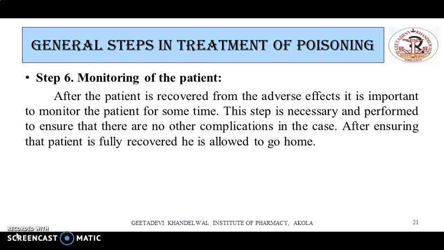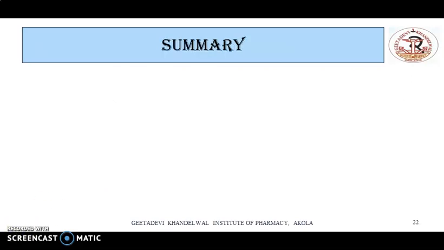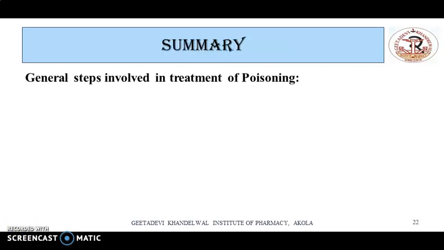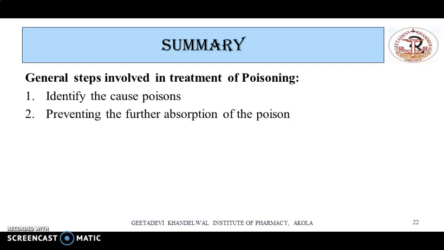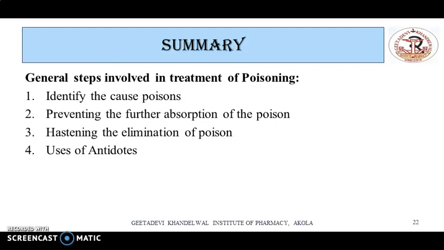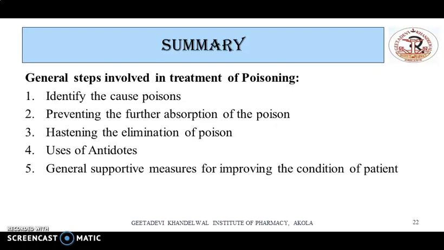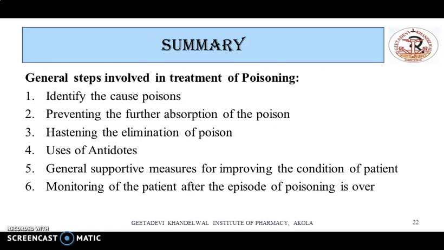Okay, so these are some of the general steps in treatment of poisoning, and this question is generally asked in the exam. So students, here is a summary. The general steps involved in the treatment of poisoning are: identify the cause of poison, preventing the further absorption of poison, third is hastening the elimination of poison, then use of antidotes, general supportive measures for improving the condition of the patient, and the last step is monitoring of the patient after the episode of poisoning is over.